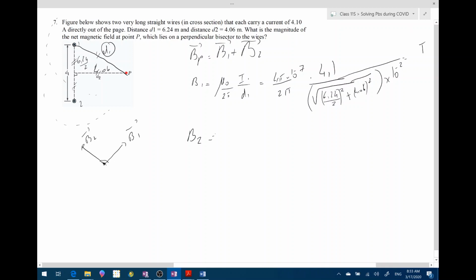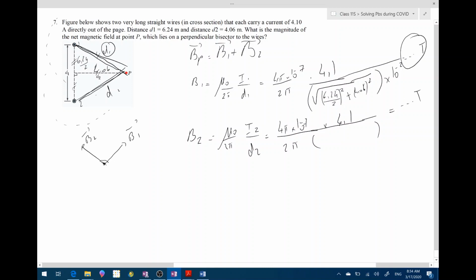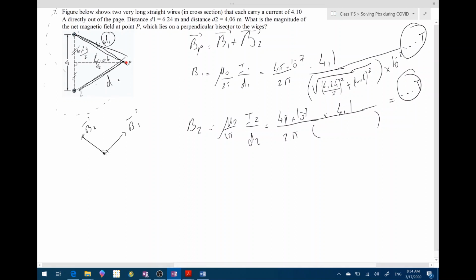And then B2, it's again mu0 over 2 pi I2 over D2, and basically it's the same thing since they carry equal currents over 2 pi, and since they are located on the perpendicular bisector, then that distance is the same as this distance. So everything we've written over there, okay, in Tesla. Basically we would have the same value for those B1s and B2s. Now how do I figure this angle out?